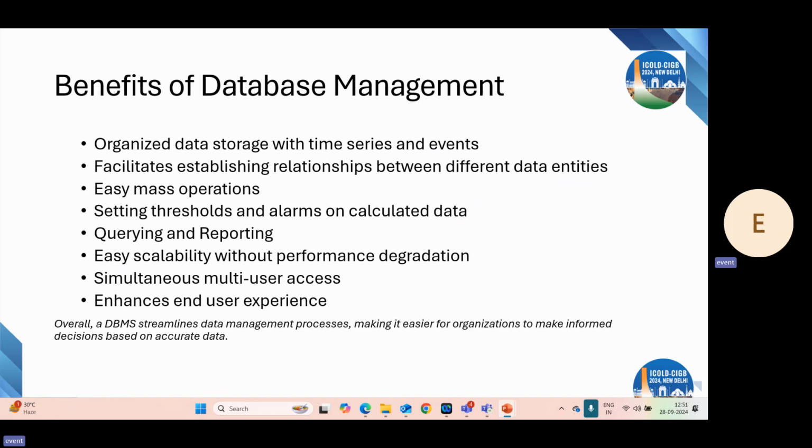Of course, database management comes with its own benefits. Like I said, it's organized data storage with time series data. So you can go back in time, compare the old data with the new one. You can do easy mass operations. You can easily connect one table with another to create relationships, generate calculations, and make more sense of, for example, frequency data, convert it to water elevation data or pore pressure data automatically by just creating relationships between them.